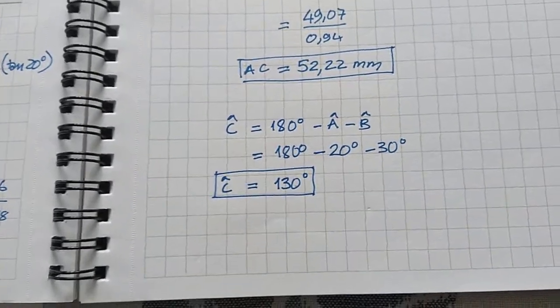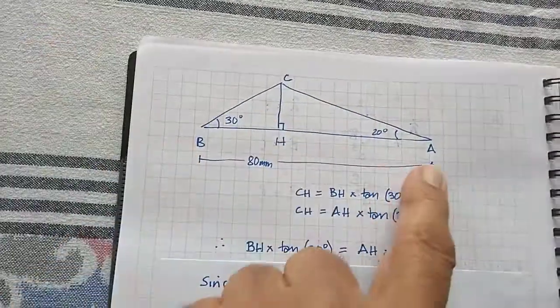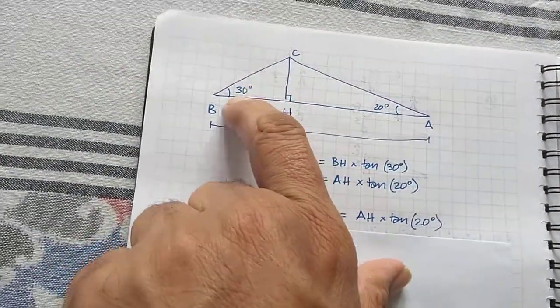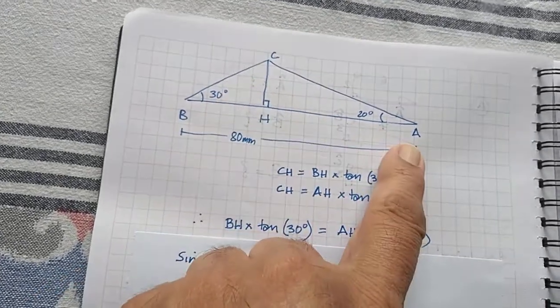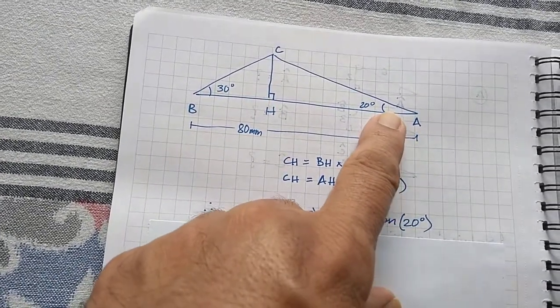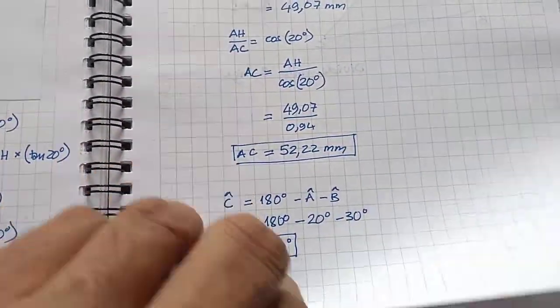So this is how, in this particular problem, I used trigonometry to solve the triangle. To solve a triangle means to find out the lengths of all its sides and the values of all its angles. And this is what we have done.